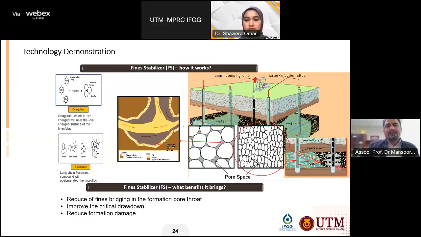Of course, for you to understand this, a higher critical drawdown means that only after increasing the drawdown further will sand or fines be produced. So that's why we are not going to impose much more drawdown on our well, because of the danger of producing sand from the formation, and it also reduces formation damage.